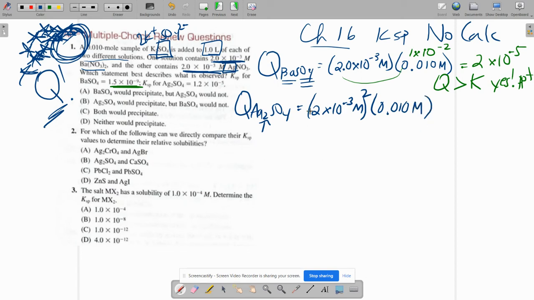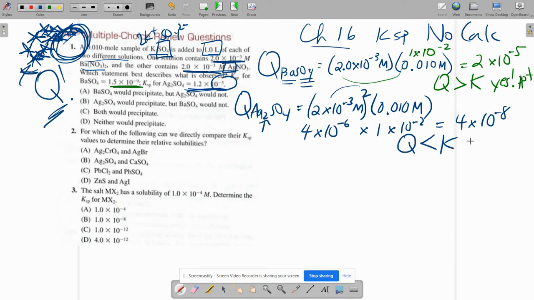All right, let's crunch some numbers. This time I'm going to square this first, so that would be 4 times 10 to the negative 6, and then multiply it by 1 times 10 to the negative 2. That looks like 4 times 10 to the minus 8. As it turns out, that's Q, and K is times 10 to the minus fifth. So Q is less than K, so no precipitate of silver sulfate. The net result here is the barium sulfate would precipitate because Q is greater than K, but the silver sulfate would not. I would say A is the best description of that.